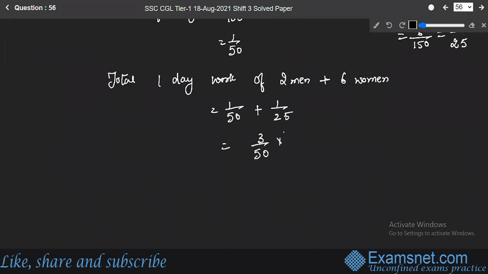So it will be multiplied by 5, which will give you 3 upon 10. Okay, so that means 2 men and 6 women worked together for 5 days and they completed 3 by 10 of the work. I hope you are clear till here. So if they completed 3 by 10 of the work, how much work is remaining?